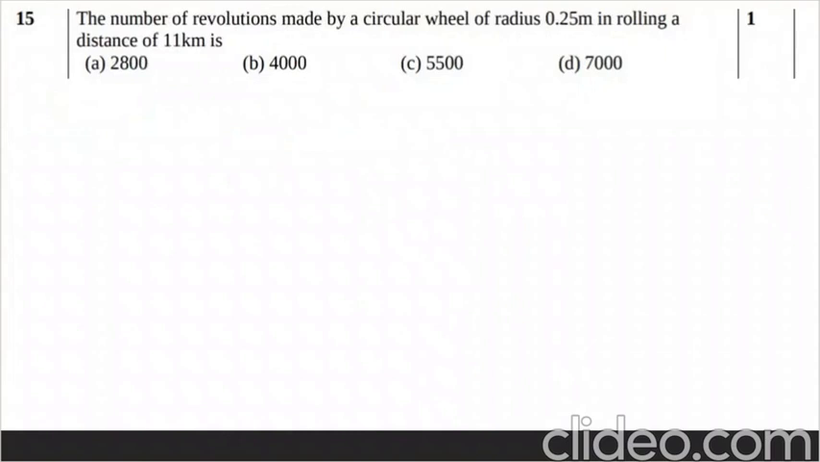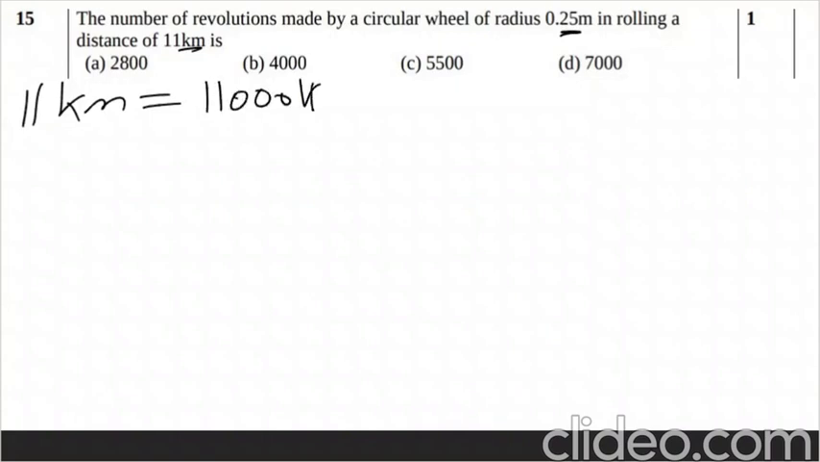Next question. The number of revolutions made by a circular wheel of radius 0.25 meter in rolling a distance of 11 kilometer, how many revolutions are made? So, first of all, this is in meter and this is in kilometer. Let's convert it to meters. So 11 kilometer multiplied by 1000 is 11,000 meters, isn't it?